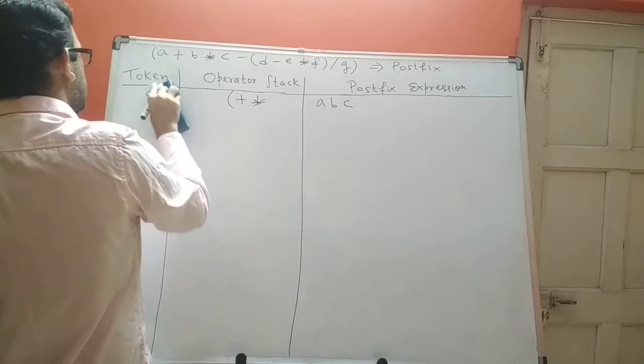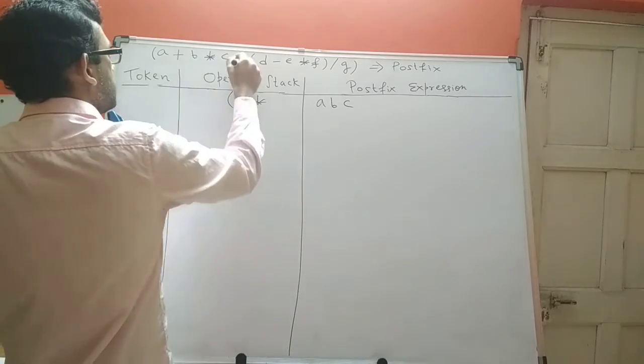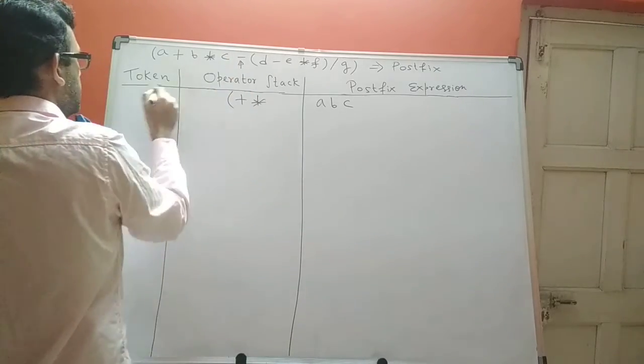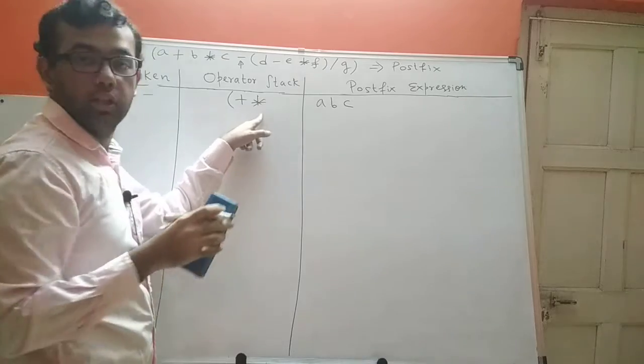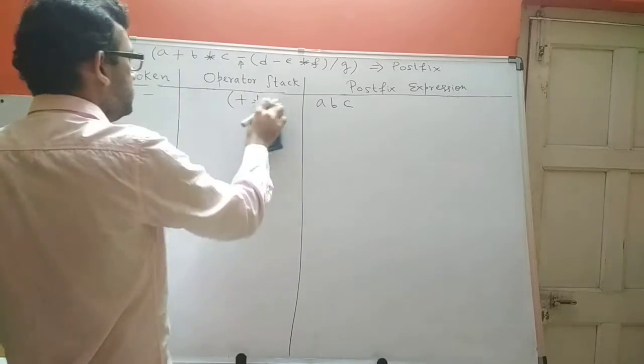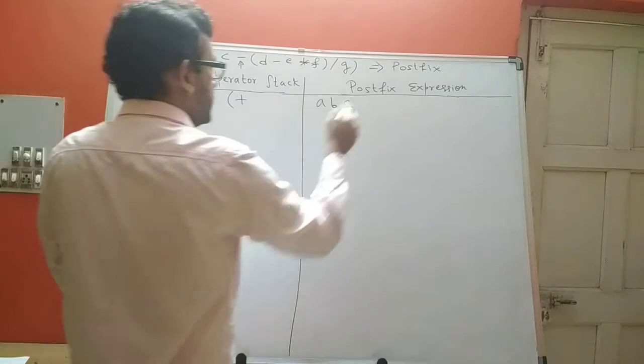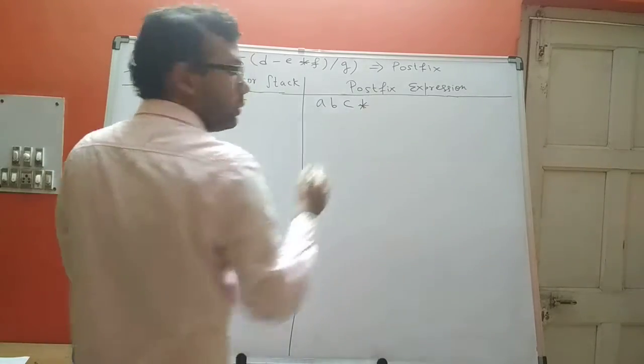My next token is minus. Now look at this. Minus has lower precedence than star. So what will I do? I will pop star and I will add it to the output.